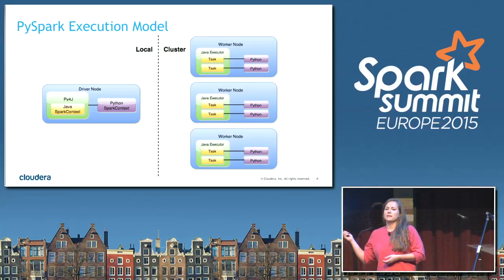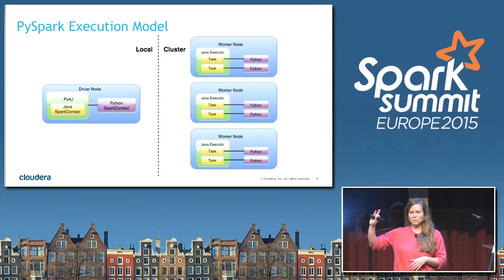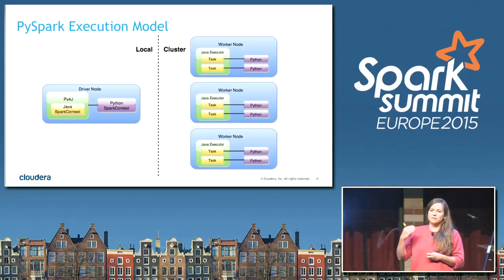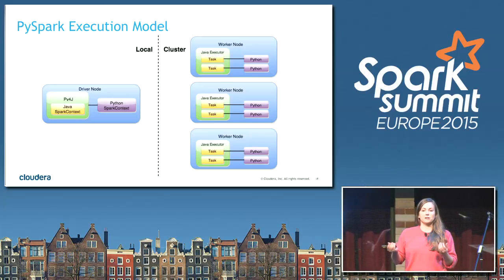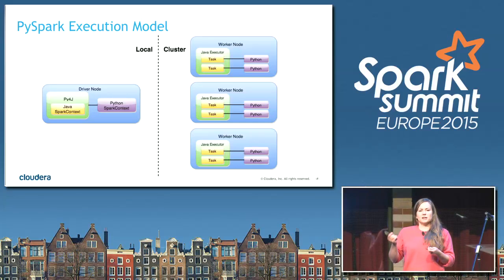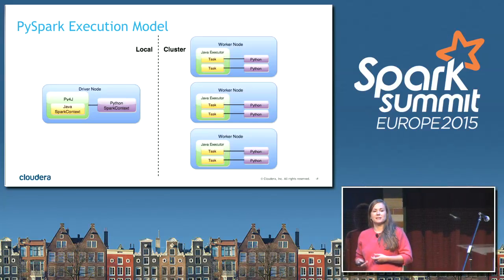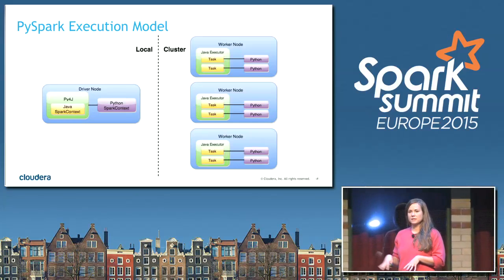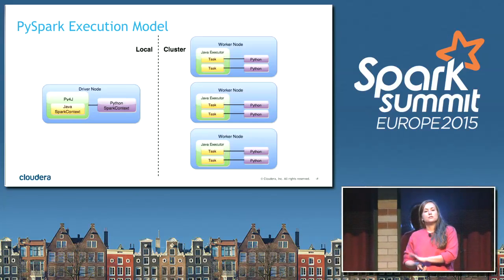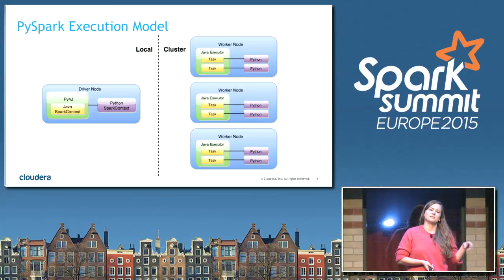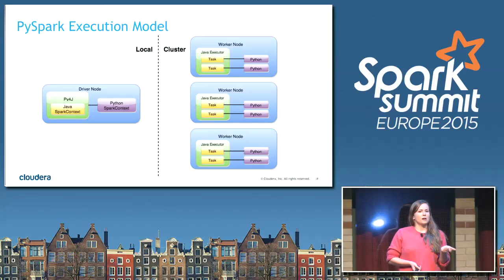Well, on the local side, in the driver node, we have a Python Spark context. We get the same thing, where inside of our Python script or Python class, we have a Spark context that we can create RDDs from. All of the operations that we describe as happening on those RDDs in our Python code get translated into operations on an actual Java Spark context.